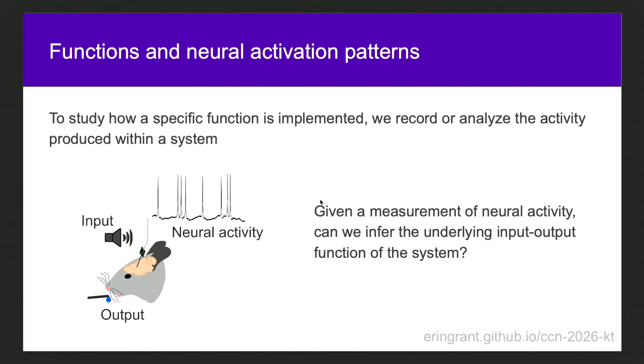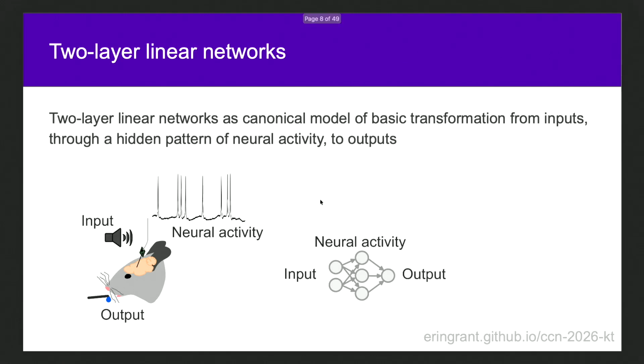And so to study how specific functions are implemented, we usually record and analyze the activity that the system is producing. For example, we can put a multi-electrode, or a single electrode, into the mouse's brain while it's performing a task. Usually what we're doing is kind of reverse engineering. We're trying to infer from our recording something about the brain. So given a measurement of neural activity, the question is, can we infer the underlying input-output function and what's going on? And the question we'll be asking using extremely simple neural networks.